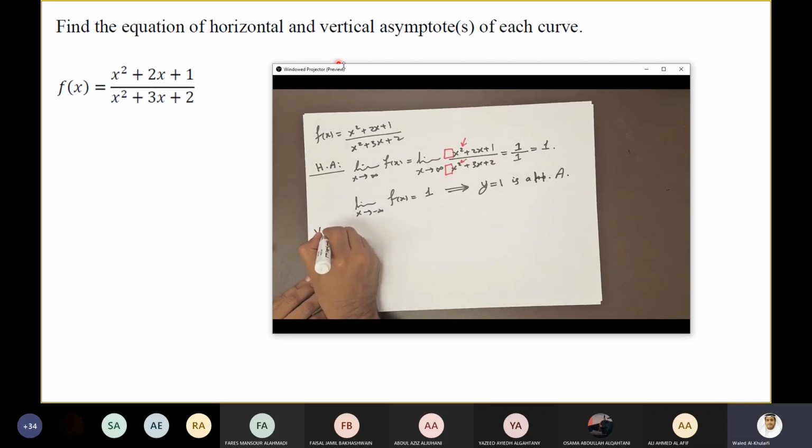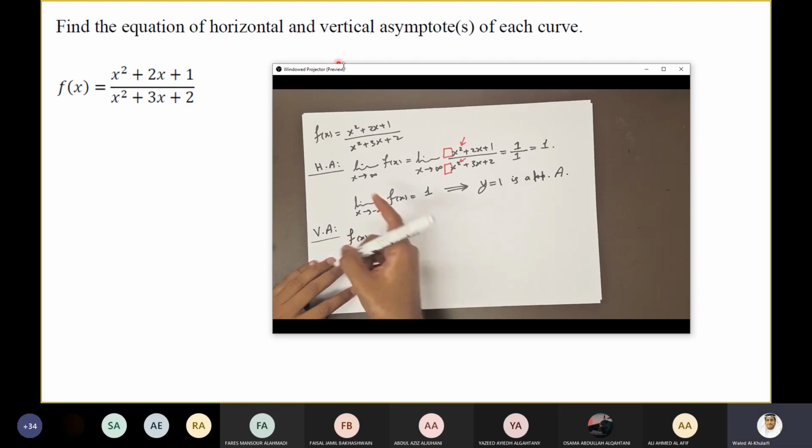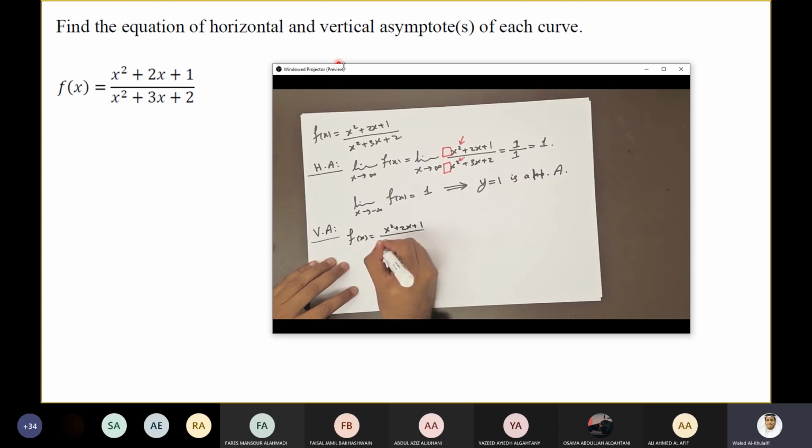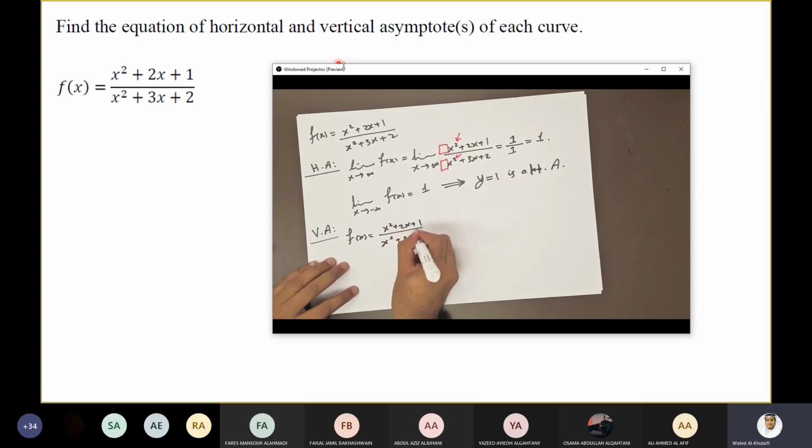Now let's look for vertical asymptotes. Let's look for the vertical asymptotes. To look for the vertical asymptotes, we have to look into the function over x squared plus 3x plus 2.